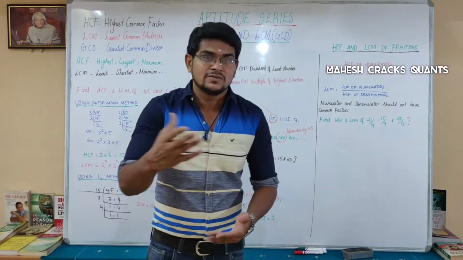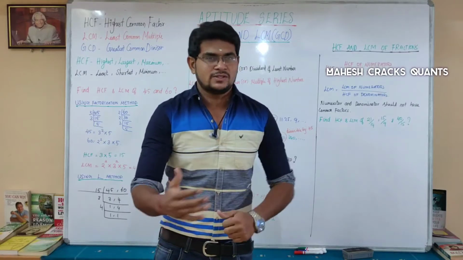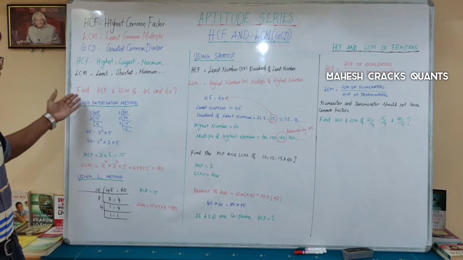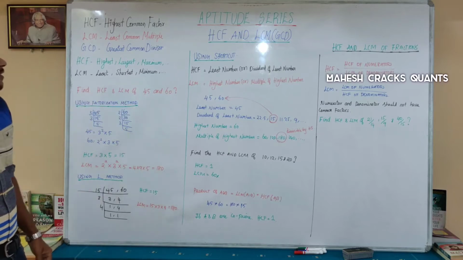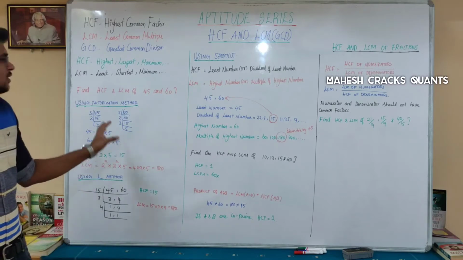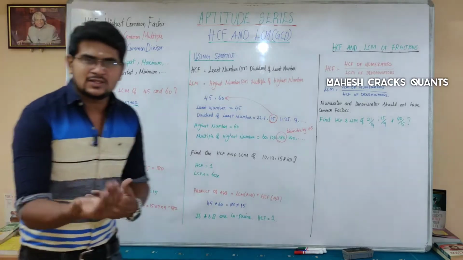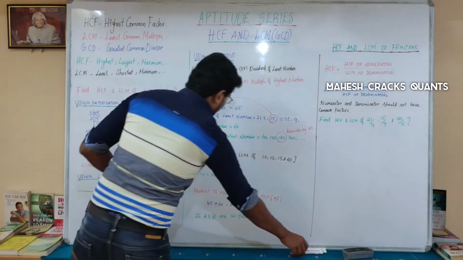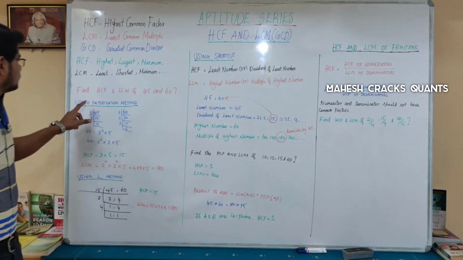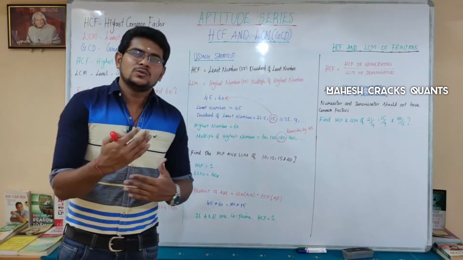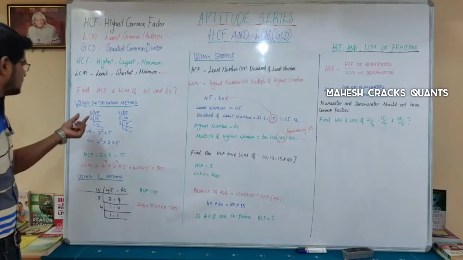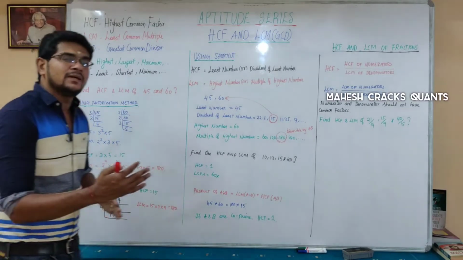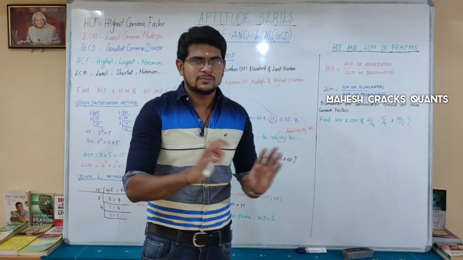The factorization which we have seen in the previous video. I have a question: find HCF and LCM of 45 and 60, using the factorization method at first. How will you use the factorization method here? First, you have to do prime factorization. Prime factorization is nothing but writing a number in the form of a product of prime numbers.